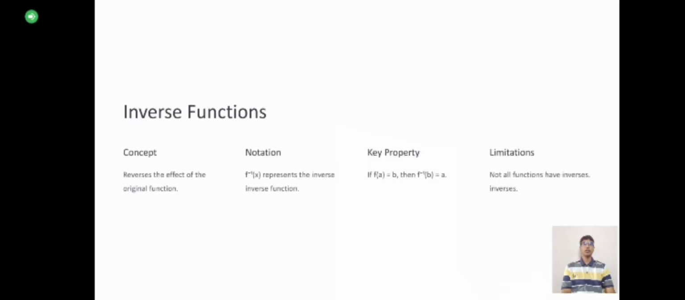Let's now explore the idea of inverse functions. Inverse functions are fascinating because they essentially undo the action of a function. Here is the basic idea: if a function f takes an input a and gives you b, then the inverse function, written as f inverse, takes b and gives you back a. It's like hitting an undo button.